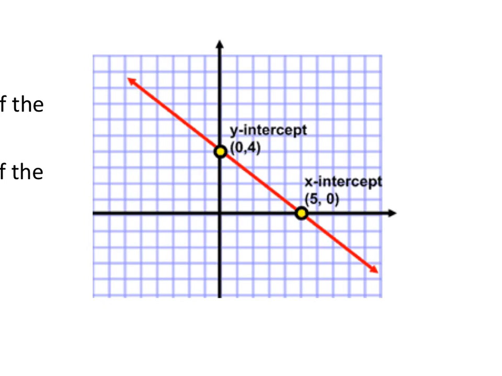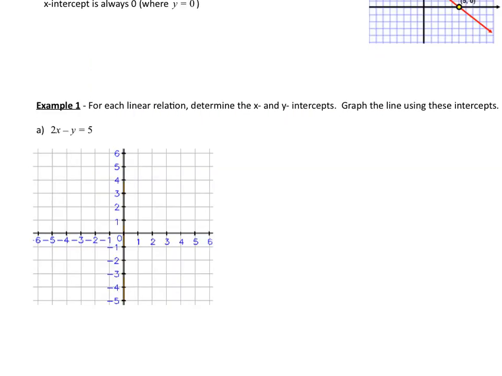So for a linear relation, if you were given an equation, you could use that equation to algebraically determine the x and y intercepts. Once you have those two coordinate points, you could plot those points on a Cartesian plane, join them together with a straight line, and you can actually graph a linear relation that way.